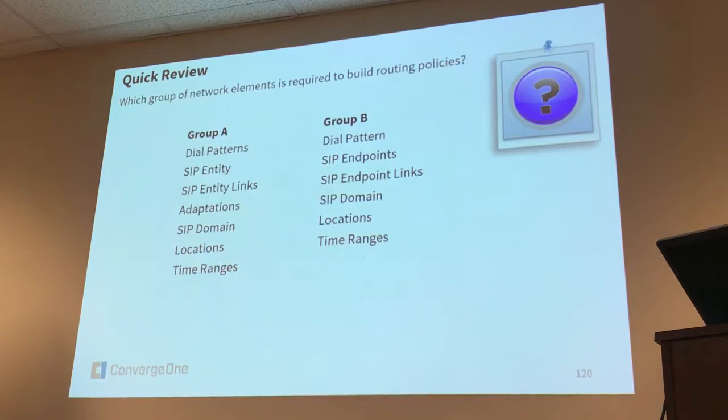Quick review. Let's see if you have a good memory, because I don't like these questions. Which group of network elements is required to build routing policies? Entity. So would you go with group A or group B? Okay. A. Yeah. I don't like the questions where they try to play with words like zip endpoint links instead of zip entity links. I hate those questions. It's like, who cares? If you're able to configure this stuff and know how it works, especially when you go to a certification exam and they ask you these kind of stupid questions, and they get you. They confuse you.